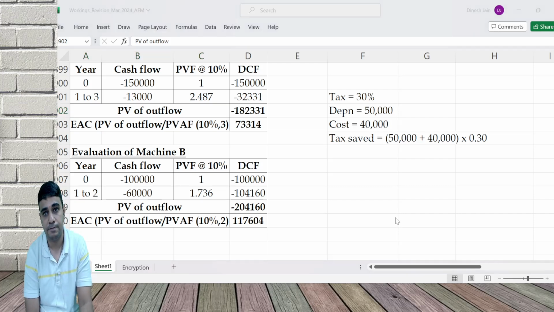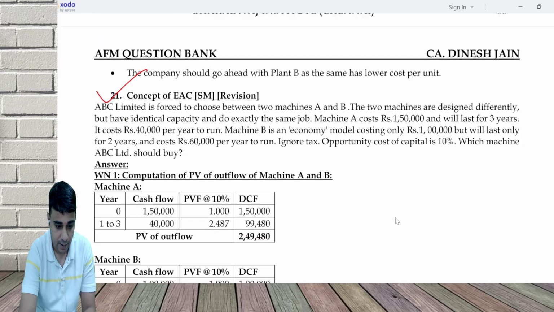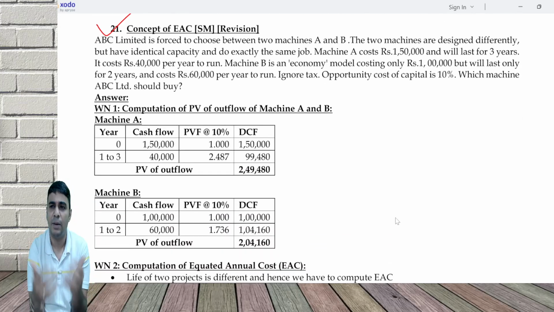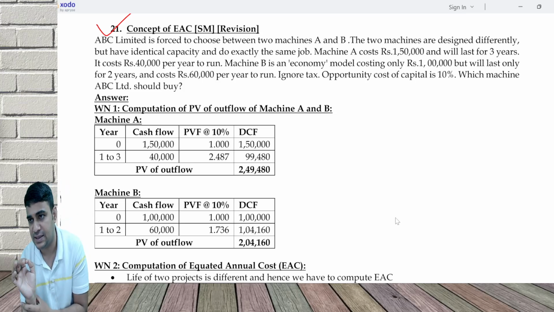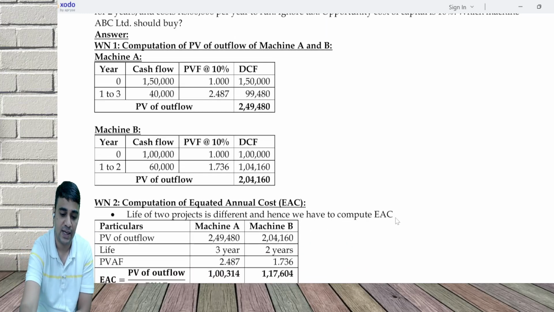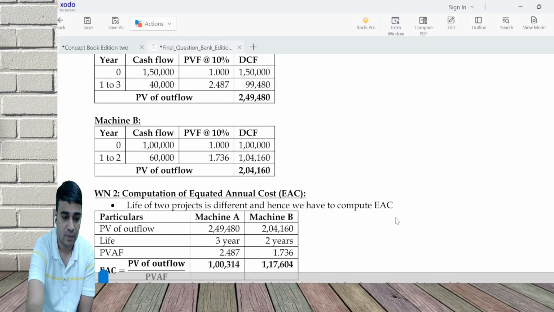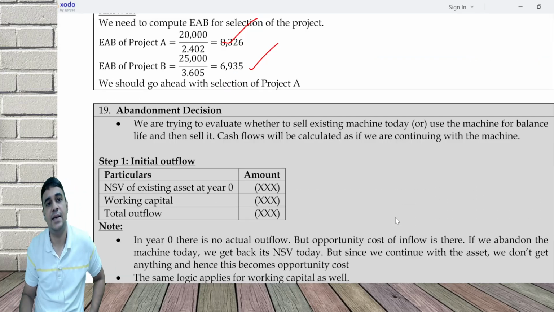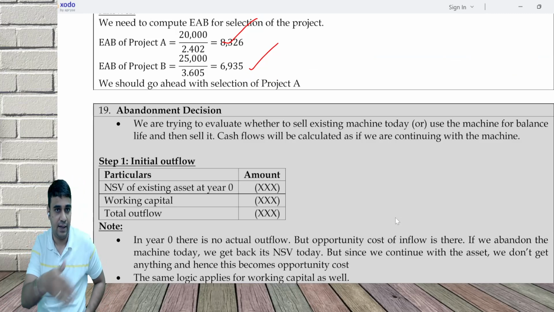Can we proceed? In my calculation, I've written everything as positive. I don't want to do the positive-negative thing because I've seen some students struggling with outflow negative, inflow positive. In the end, at the last step, please take care of the sign at the EAC stage. Any doubts on this? Okay. I will have to discuss EAB, EAC extensively again when I do the replacement discussion.